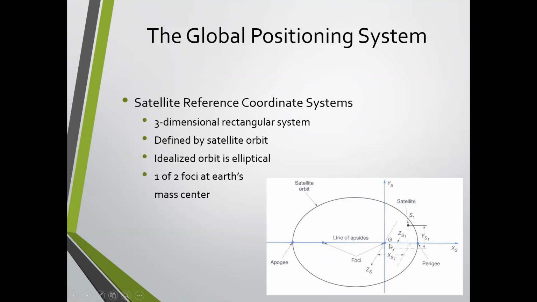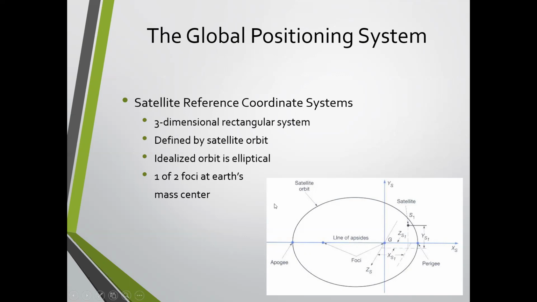This is probably going through Greenwich. Well, it might be going through the equator. And then you're noticing you're going to an X coordinate projection and a Y coordinate projection, and then there's a Z also. So what you have is your idealized elliptical orbit, but remember, it's not going to be perfect. And then you have the two foci, and the Earth's mass center is this one over here.